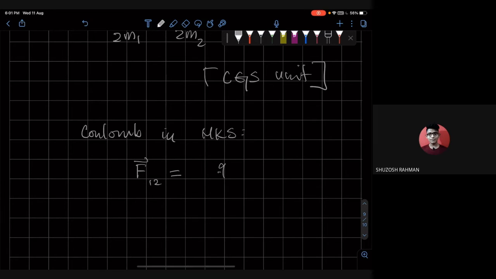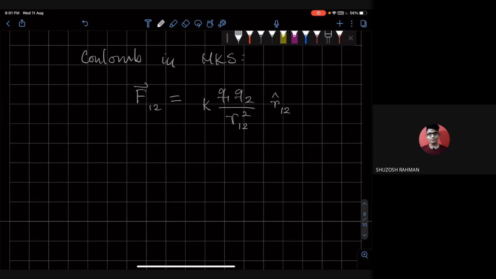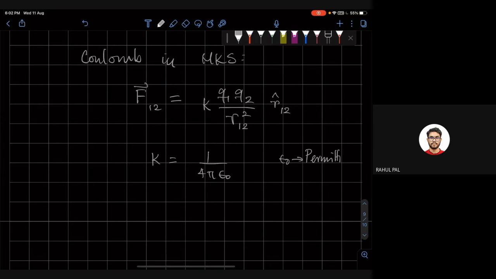There's some factor and q squared by, yeah, and there's R12 squared, and there's R hat 12, and there's a K. Do you remember what K is? It was the Coulomb constant, right? Yeah, it's called the Coulomb constant, and it's 1/4 pi epsilon naught, where epsilon naught is the permittivity of free space, right?